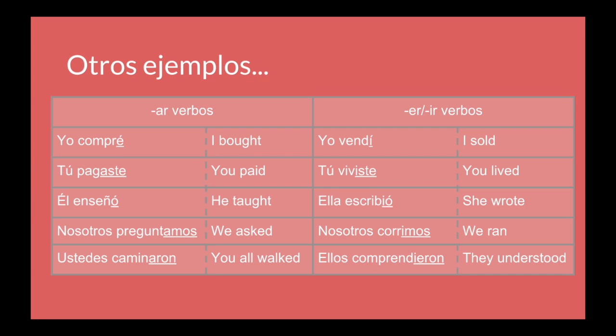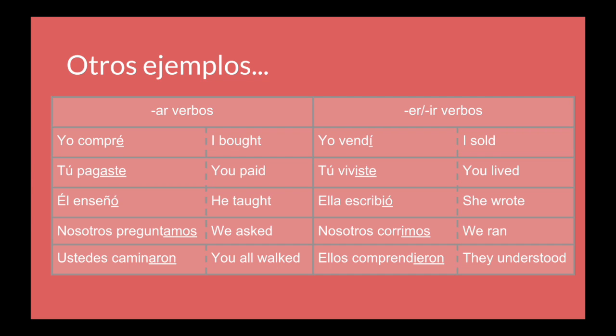Some examples of conjugated ER verbs are yo vendí, I sold. Tú viviste, you lived. Ella escribió, she wrote. Nosotros corrimos, we ran. And ellos comprendieron, they understood.